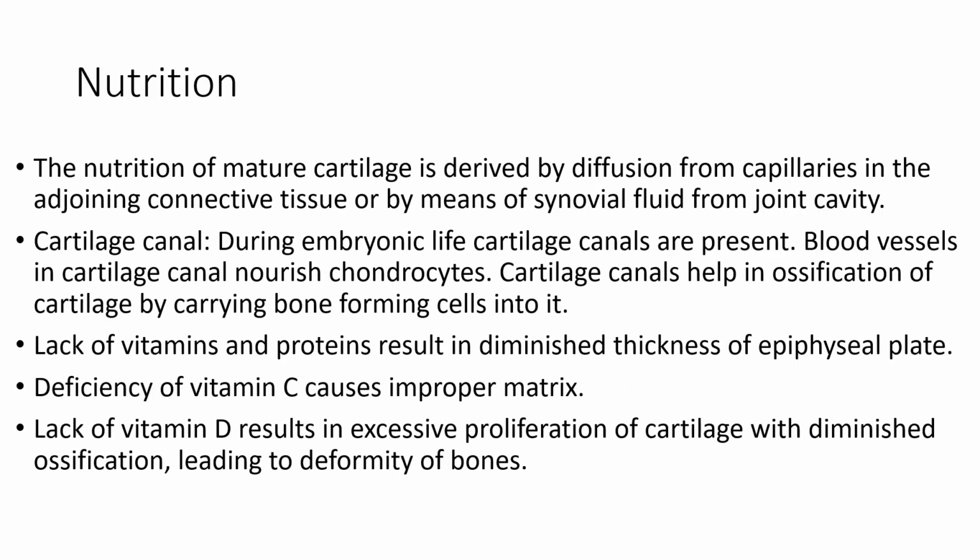Cartilage is an avascular structure. So how does it receive nutrition? The nutrition to a mature cartilage is derived from the diffusion process. So diffusion occurs from the capillaries in connective tissue or by means of synovial fluid present in joint cavities. And in case of embryonic life, cartilage canals are present. These are small canaliculi in which the blood vessels are present and they nourish the chondrocytes. And the cartilage canals also help in ossification of cartilage by carrying bone forming cells into it.